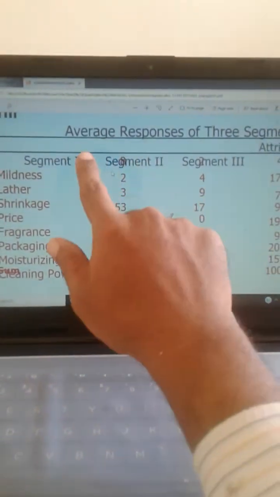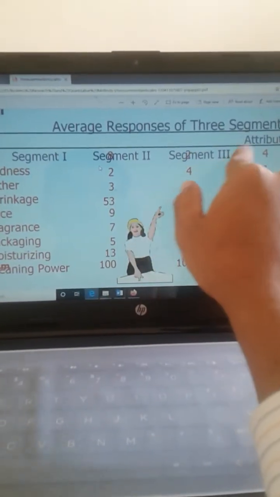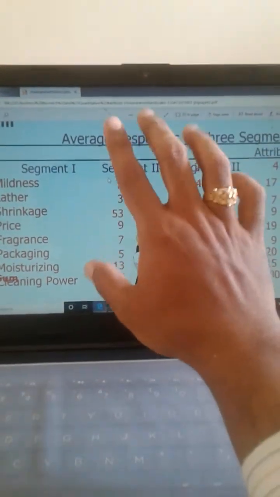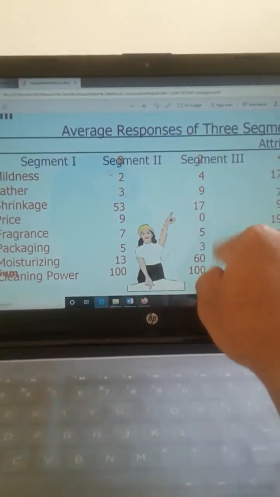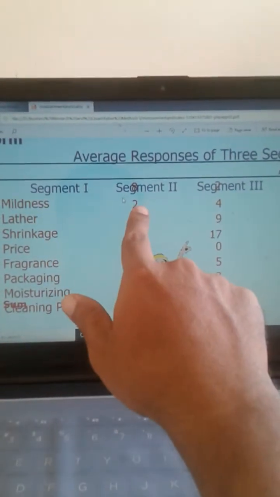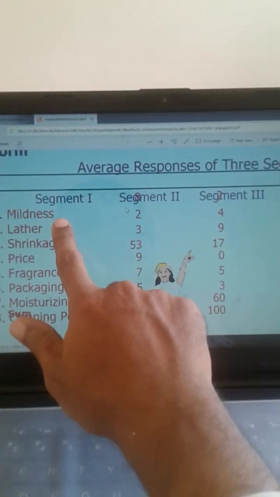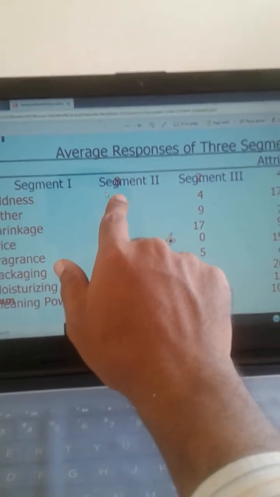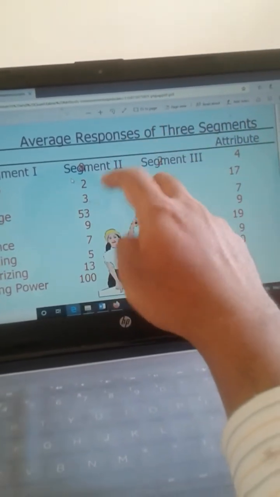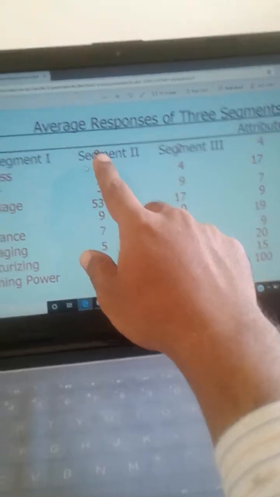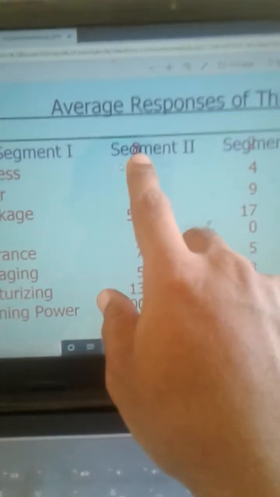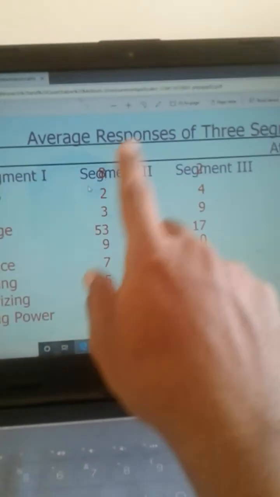Okay, that is segment 1, this should have been segment 1, segment 2 and segment 3. So segment 1 means it is product 1, this is product 2 and this is product 3. Now product 1 has got only 2 points over mildness of the product. Who has given this point? Yes, so it should have been 8, sorry. So the first product has received 8, so this is 8. If you see it closely, you will get to know.